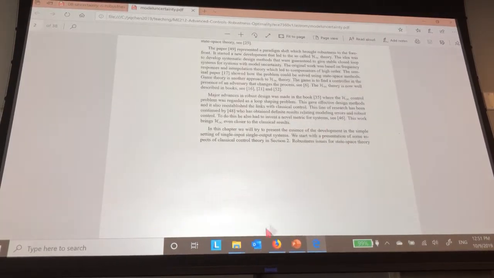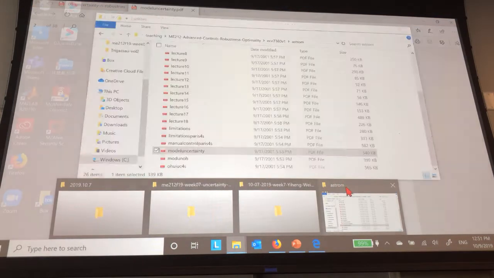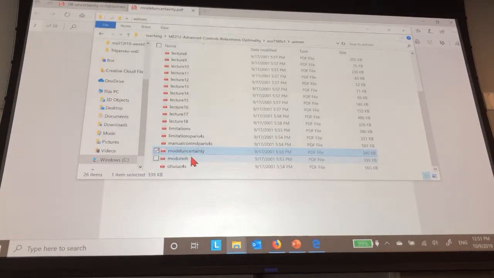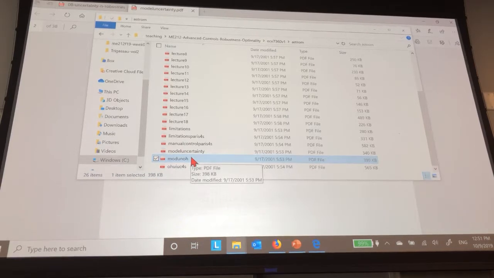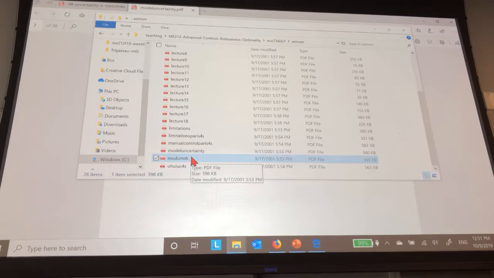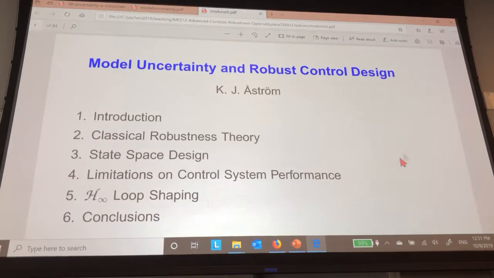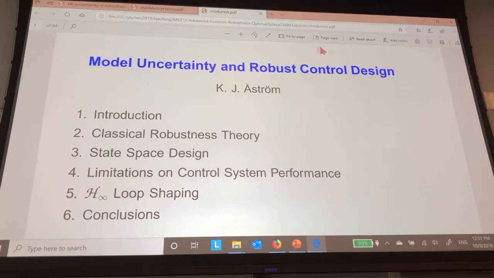But I'm going to show you his slides. You will love it. So he started by saying that the reason we do feedback is because of what? Uncertainty. If there's no uncertainty, we don't have to do feedback control. Just do a sequential, make sense? If everything is certain, we don't have to do feedback control. So the reason we do feedback control is because of uncertainty.